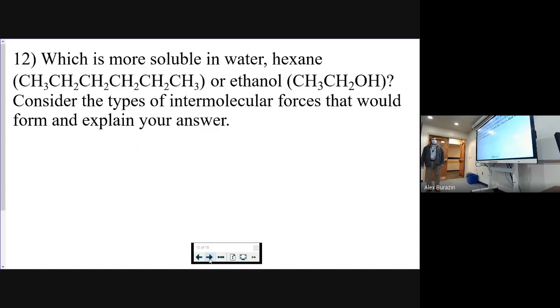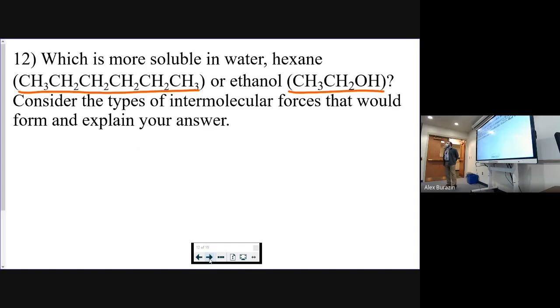Which is more soluble in water, hexane or ethanol? You should know this. Polar things mix with polar things. Non-polar things mix with non-polar things. Here are your choices: hexane, ethanol. Which of those is going to mix better with water? Why?